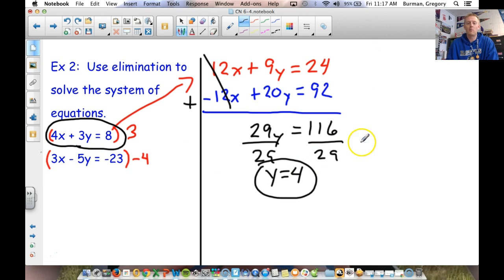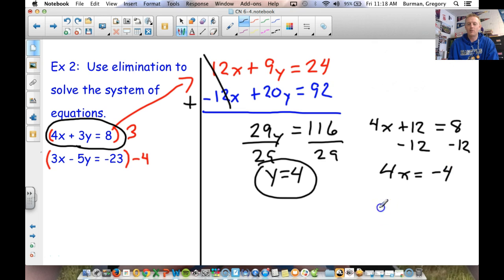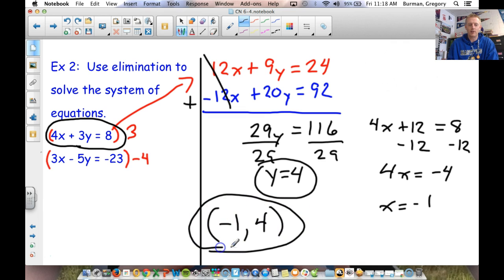So when I plug y back in, it'll be 4x plus 3 times 4, which is 12, equals 8. And then we go ahead and subtract 12. 4x equals negative 4, so x equals negative 1. So my ordered pair answer is (-1, 4), and this is again my official answer.